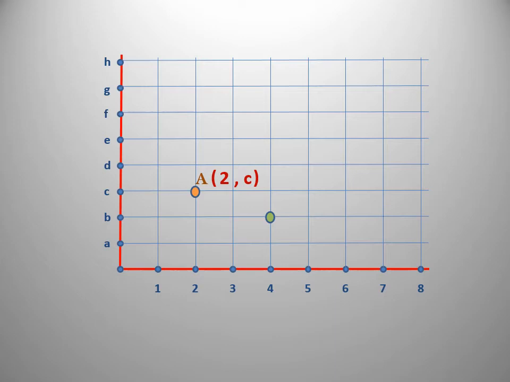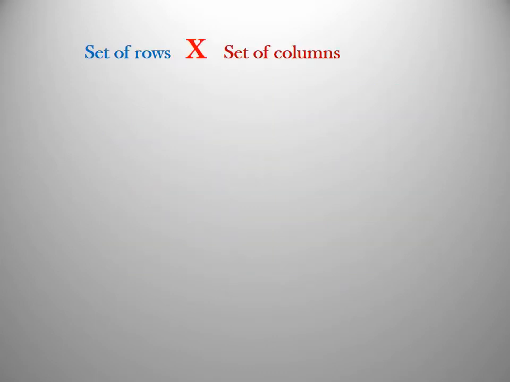Now if I want to determine this green chair and know its coordinate, the same question: tell me the ordered pair of this green chair. It will be, first begin with the horizontal distance 4 and the vertical distance B. So this green chair is called 4B.